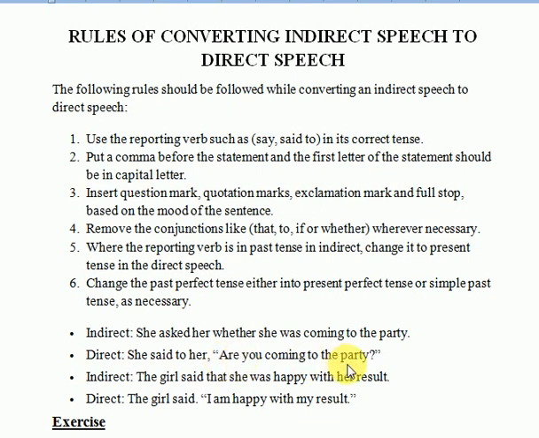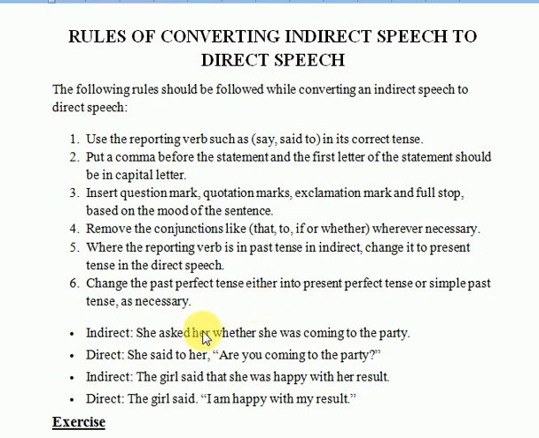We have to insert a question mark if this is interrogative, an exclamation mark if this is exclamatory, and a full stop in affirmative cases. Remove the conjunction like that, to, if or whether, where necessary. Where the reporting verb is in the past tense in indirect speech, we have to change that back into the present tense in the direct speech. If the reporting verb is in the past, change the past perfect tense either into the present perfect tense or simple past tense as necessary.